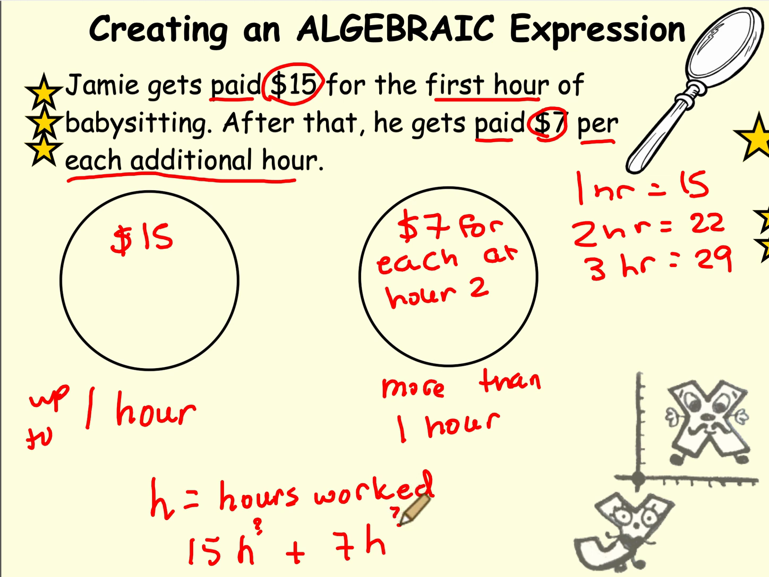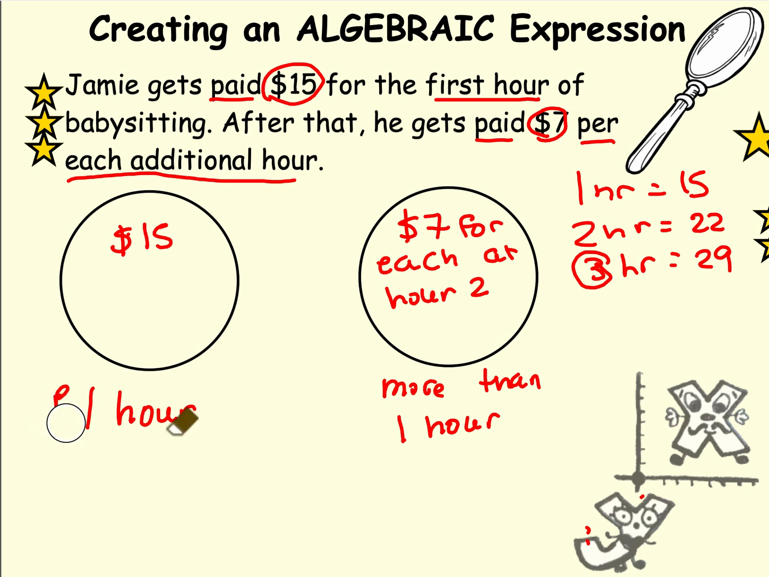So let's see. With this expression, would we get $29? If we did 15 times 3 plus 7 times 3, we would get 45 plus 21, which is not 29. So that doesn't work. So let's go back to our model and see if we can figure this out.